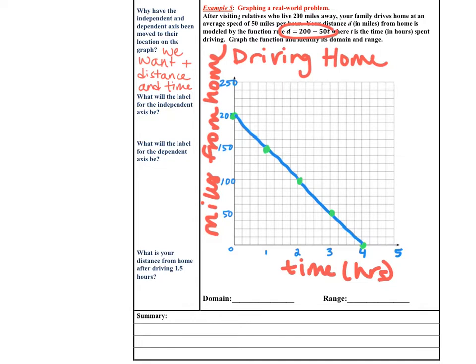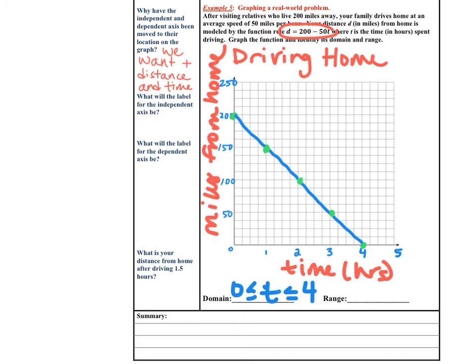Last thing we need to label is our domain and range. Domain is all my possible input values, because we're not talking about x here, we're talking about t in our equation. Keely, where does the x-axis start? Where do I start using numbers on my x-axis? At 0. And where do they stop using numbers? At 4. So my time, t, your input values would go from 0 to 4.